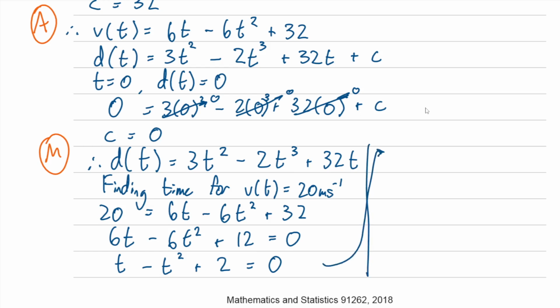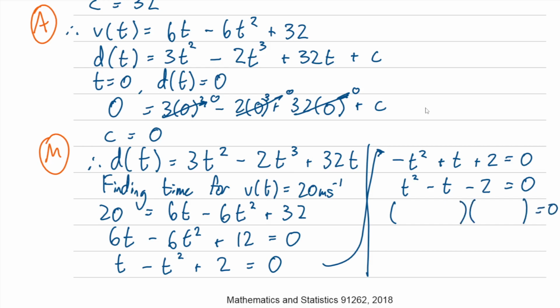I will write the t squared term first, and divide everything by -1. The reason I did that is so that the coefficient of t squared is +1, so that we can then factorize. What would that be? Two numbers that multiply to -2 and add to -1. So -2 and +1. So t would equal 2 or t would equal -1.